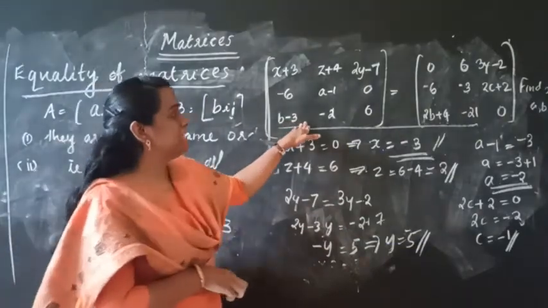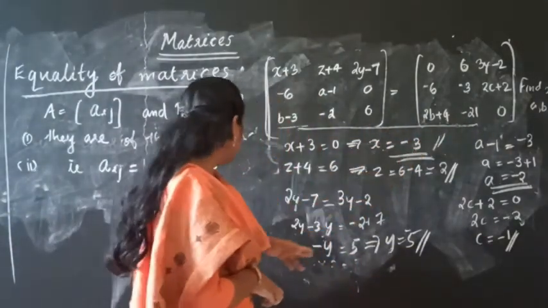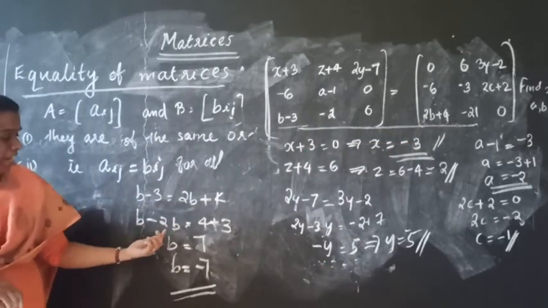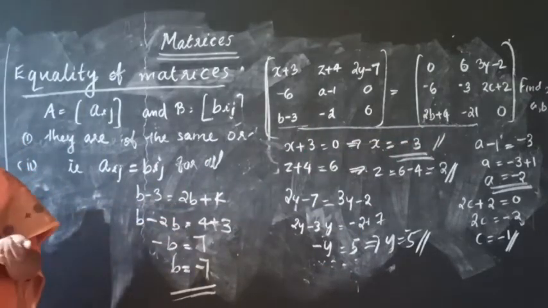And last, b minus 3 is equal to 2b plus 4. Then when we transpose that, we get b is equal to minus 7.